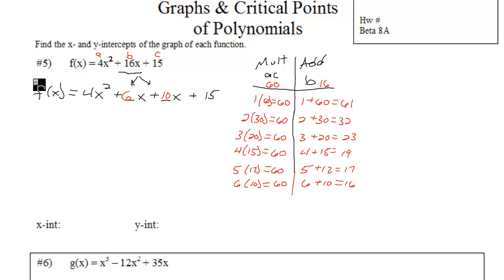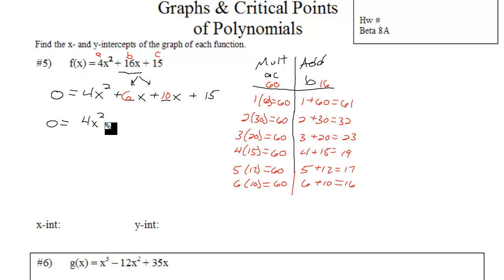Once you've split the middle term, well, let me back up a second. Forgot what I'm doing here. I just started factoring. Let's define the x-intercepts. To find x-intercepts, you set this equal to 0, and you factor it. So here's how you split the middle term. Pardon me, we did that. Here's how you factor by grouping.